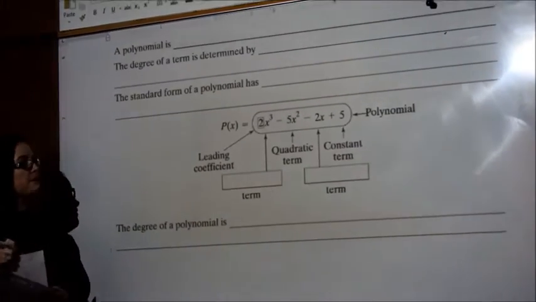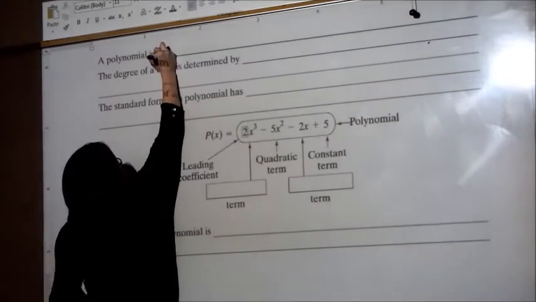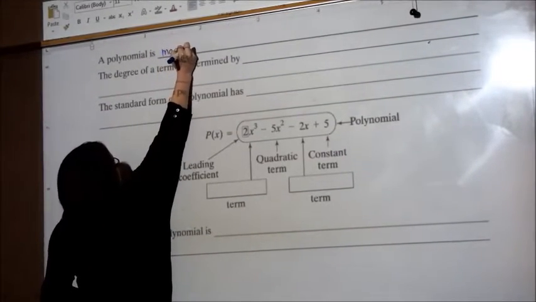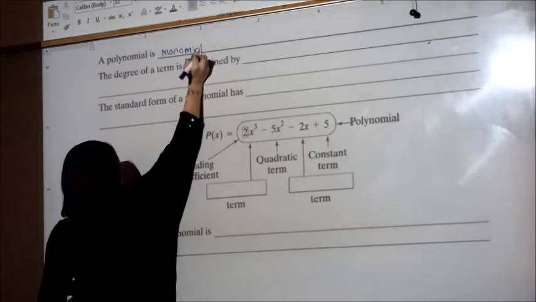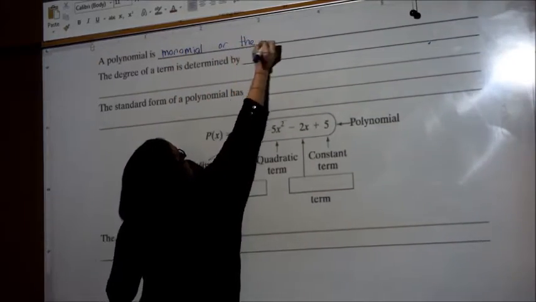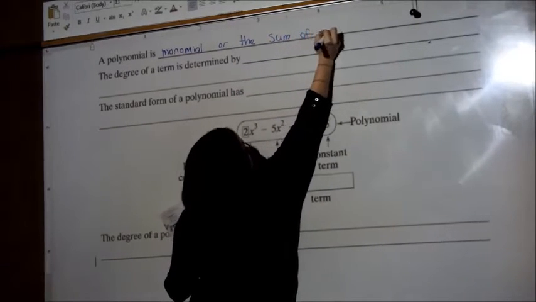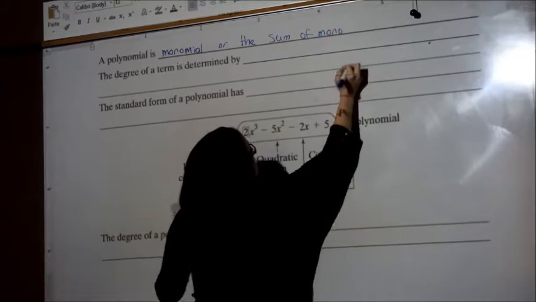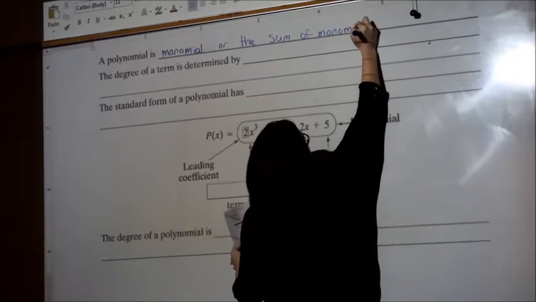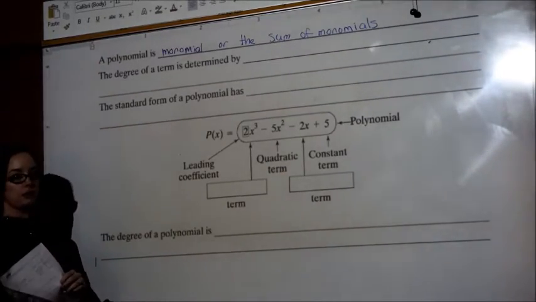So let's get into some vocabulary terms. A polynomial is a monomial or the sum of monomials. That's what a polynomial is.